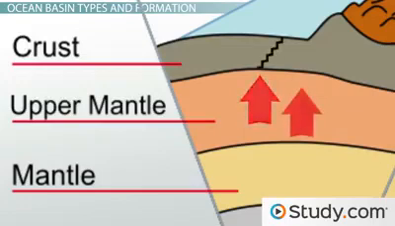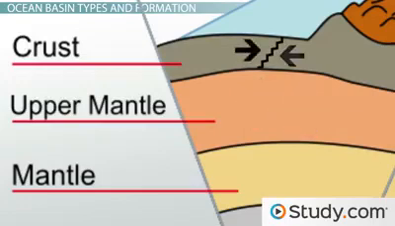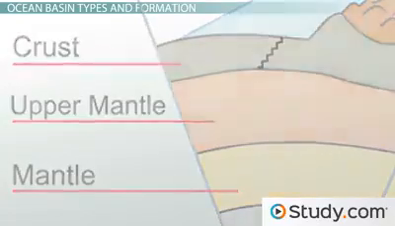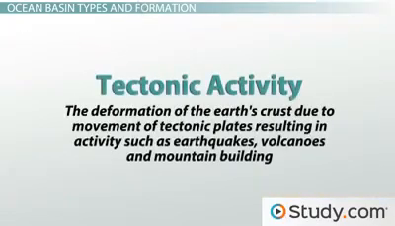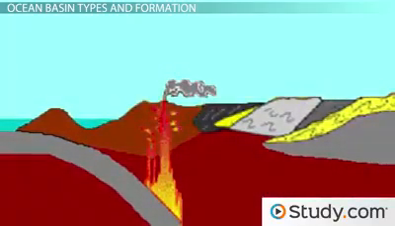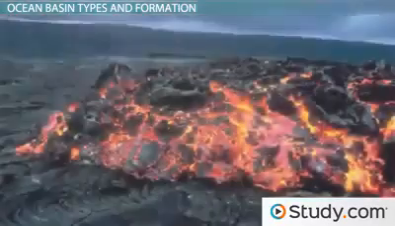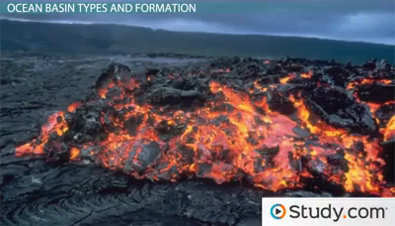These plates move very slowly and meet at their boundaries. These boundaries are common areas of tectonic activity, which is the deformation of the Earth's crust due to movement of tectonic plates resulting in activity such as earthquakes, volcanoes, and mountain building. So an area of the world that is tectonically active, whether it be on land or under the water, would be a mountainous area with earthquakes and volcanic activity. This creates many of the ocean basin features.